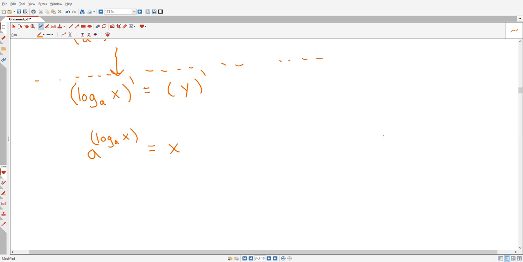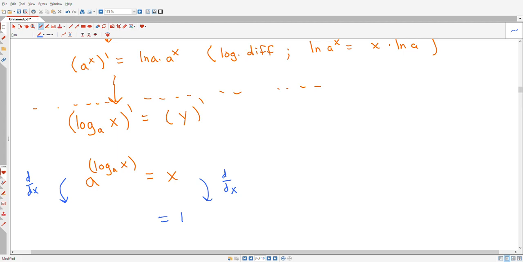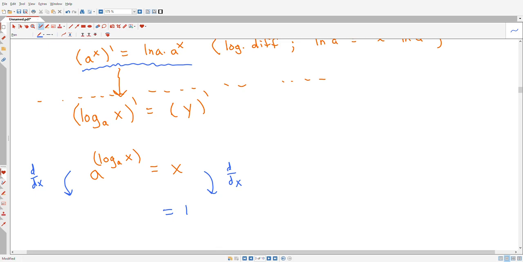And so, wait a minute. I know how to differentiate the right side. I know what the derivative of x is. That's just 1. And I know how to differentiate part of the left side. I know how to differentiate a to something. That's written right here. So the derivative of a to stuff is just the natural log of a times a to that stuff, and then times the derivative of that stuff. And that's the part I don't know. But everything else in there I know.